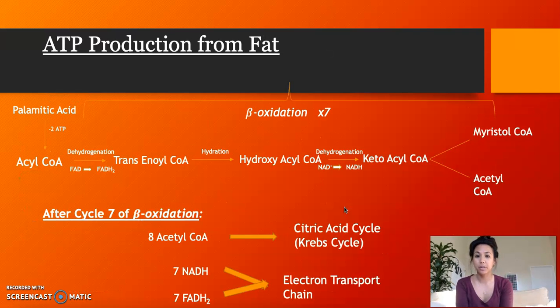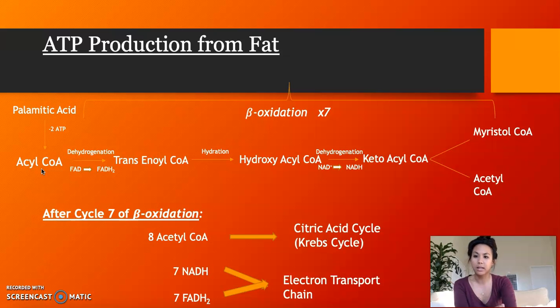Now, ATP production from fat. So we'll start with one fatty acid, in this case palmitic acid. And in order for it to be activated, 2 ATP needs to be released in order to create acyl coenzyme A. So again, 2 ATP released to form acyl coenzyme A, and we'll kind of circle back to that when we go over ATP yields.